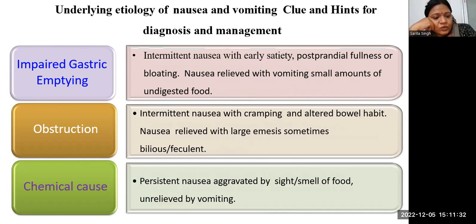When the vomiting is caused by chemical substances, we will see persistent nausea aggravated by the sight or smell of food, or unrelieved by vomiting. So this is a chemical cause. Chemical cause is very important. When toxins are present in the body, they can stimulate the vomiting center and the vomiting persists. So these are small ideas, clues by which you can think of the underlying cause of the vomiting or nausea. Next.